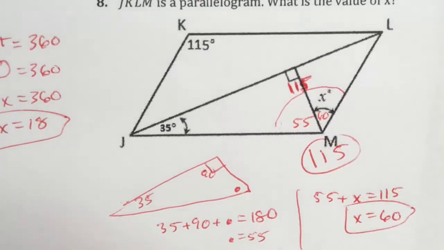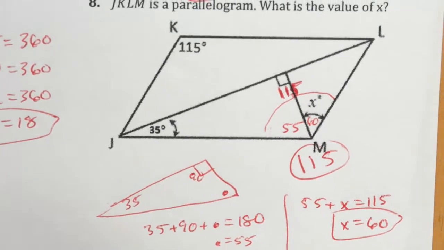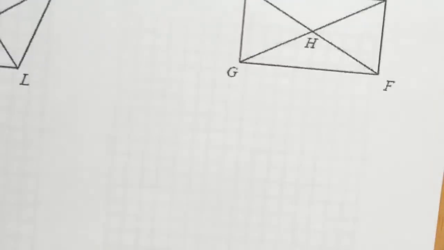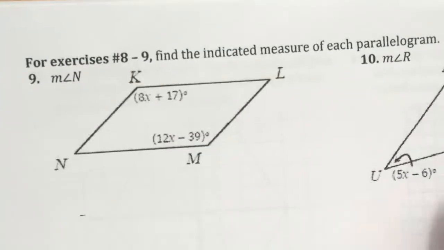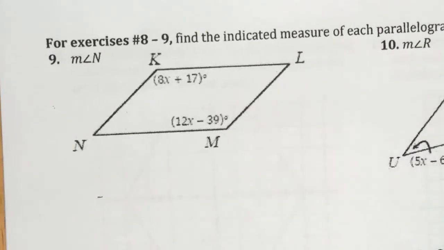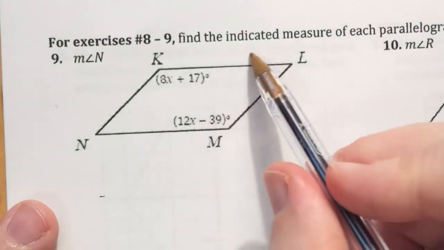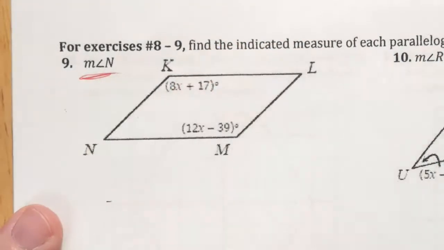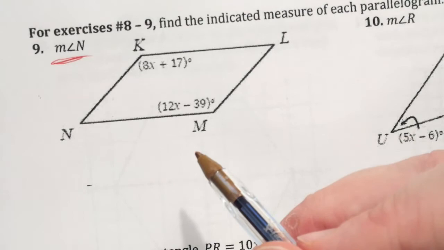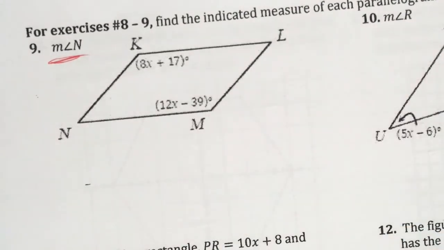All right, okay, so let's flip the page. We are now on page 2 of our study guide. All right, here we go. Number 9. Find the indicated measure of the parallelogram. So we're looking for n. All of this should actually look familiar, so looking at the rules of parallelograms.